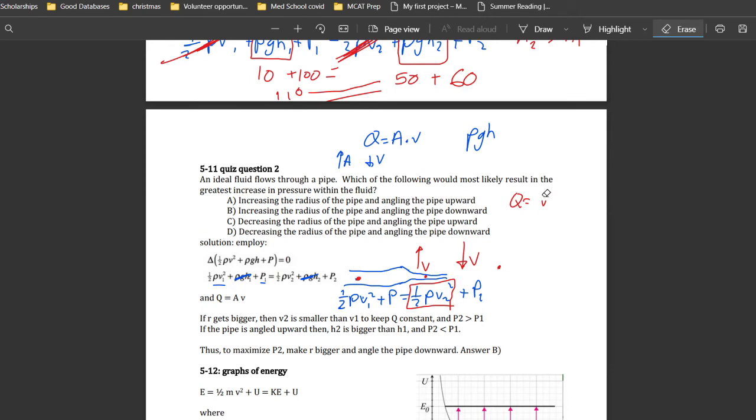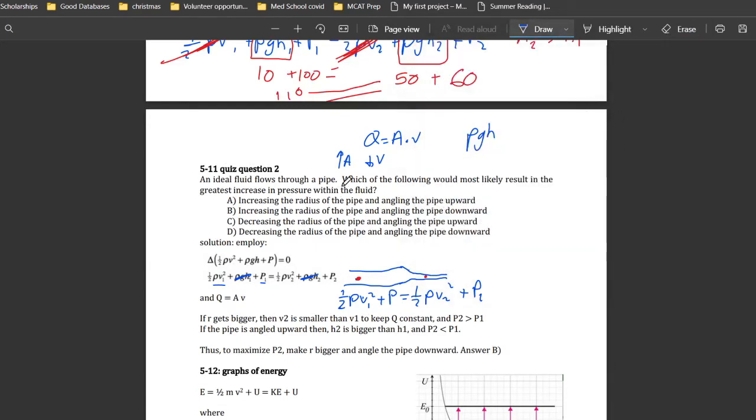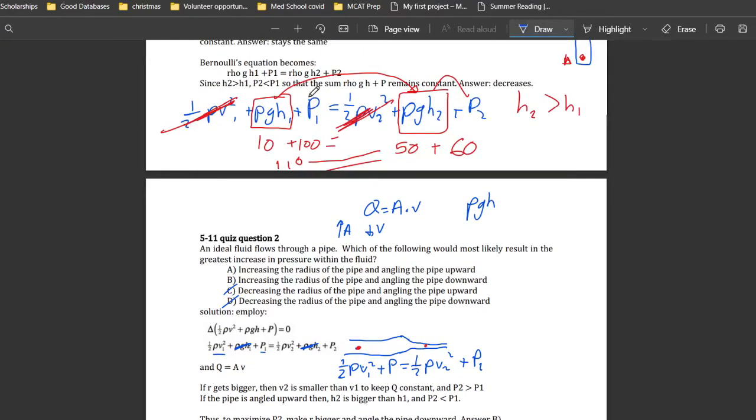So we know that increasing the radius, as we exhibited through the Bernoulli equation and through the flow rate equation, would result in an increase in pressure. So both C and D are false, because decreasing the radius would increase the velocity, which would in turn decrease the pressure. But now let's consider the second portion, which is highly related to this equation that we have here.